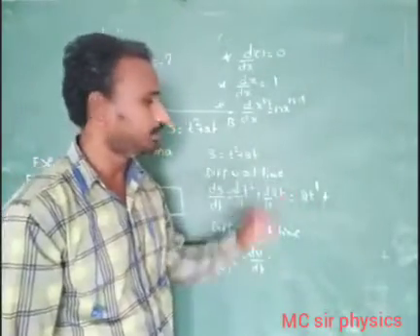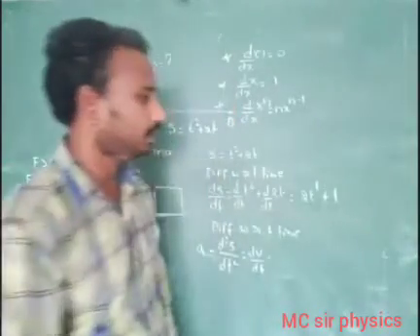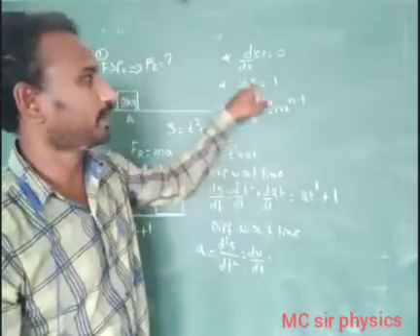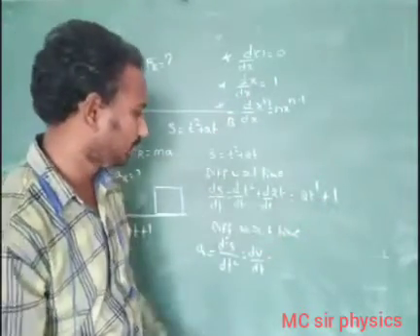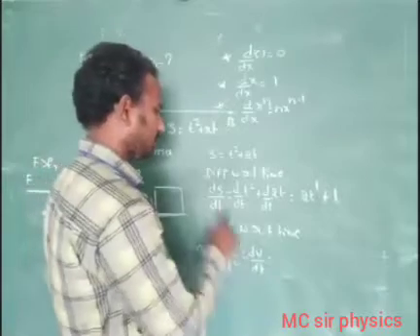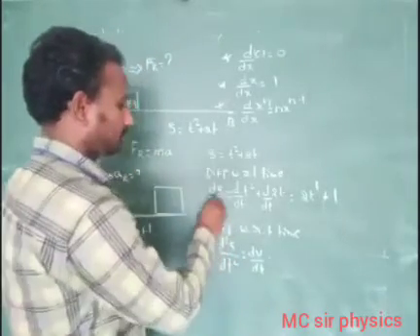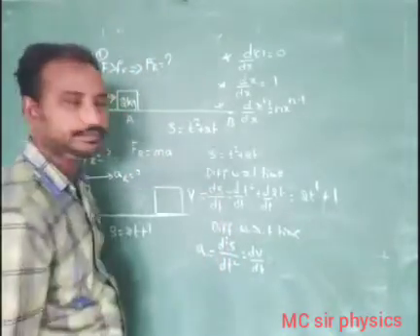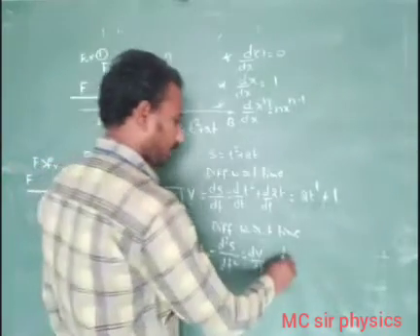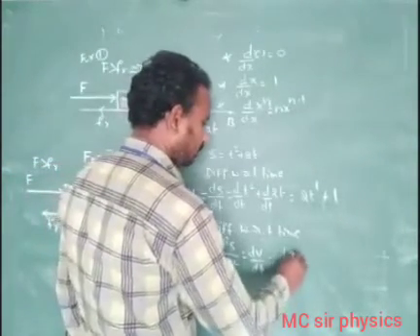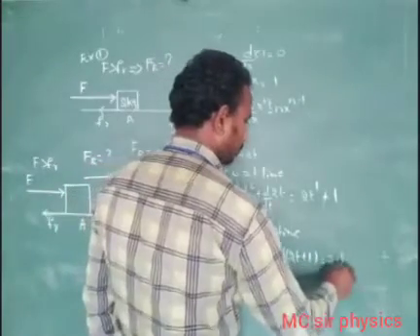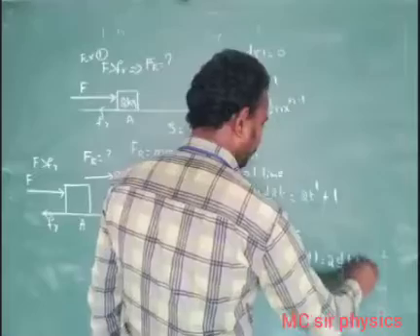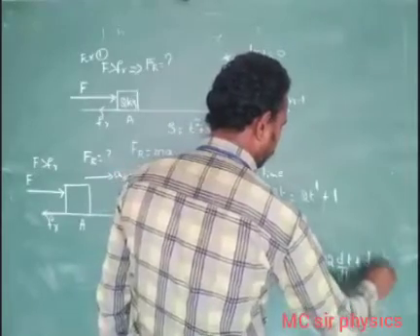We have to take that constant quantity common. d by dt of t, how much? 1. d by dx of x equals 1. So we have to write 2t plus 1. Next, here velocity: d by dt of s represents velocity. Okay, so d by dt of 2t plus 1 is 2 into d by dt of t plus d by dt of 1.